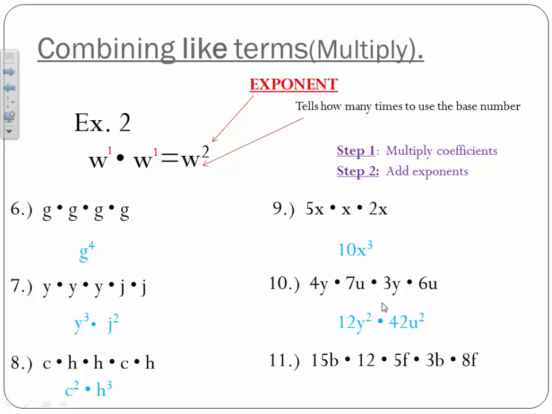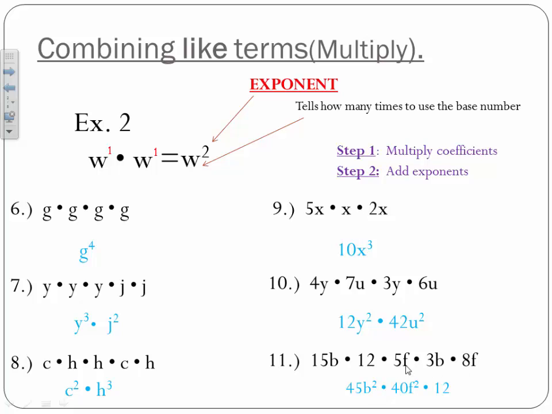Okay, 4y and 3y. Notice I'm only multiplying like terms. 4 times 3 is 12. Y and y gives me y squared. 7 times 6 is 42. U and u, we're adding 1 exponent plus 1 exponent, which gives you u squared. Your last one, 15b times 3b is 45b, except you have 1 exponent here. A 1 exponent here gives you 45b squared.